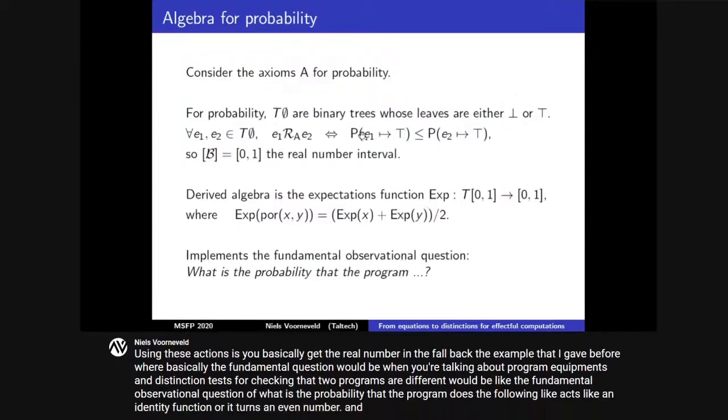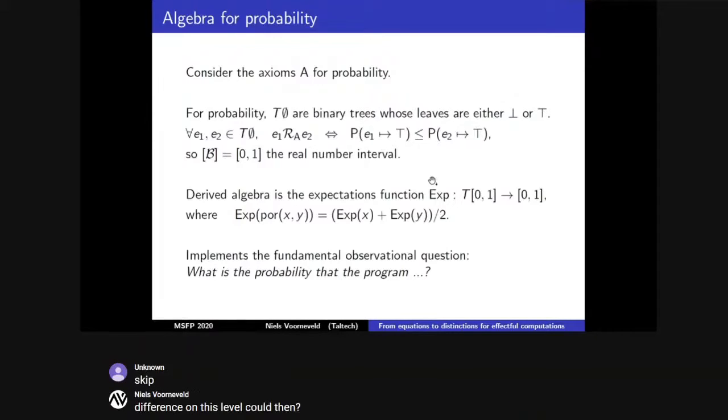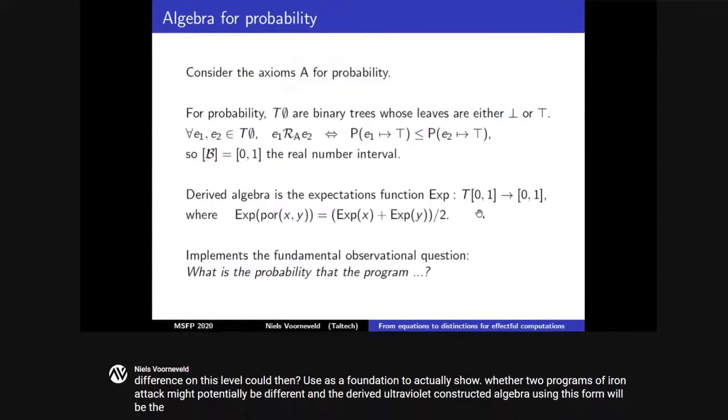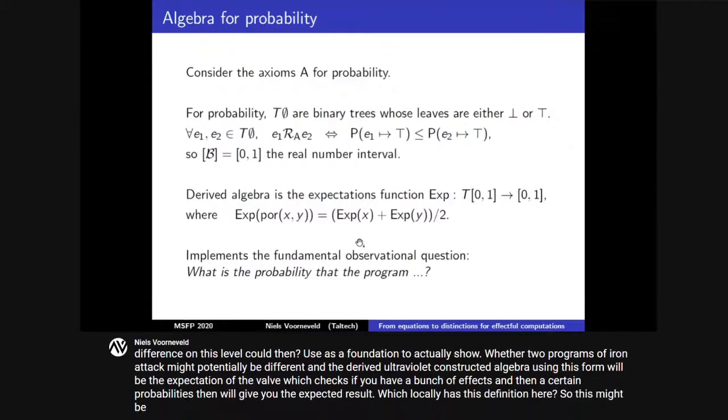And then being able to observe a difference on this level could then be used as a foundation to actually show whether two programs of higher-order type might potentially be different. The derived, or constructed, algebra using this form will be the expectation algebra, which checks if you have a bunch of effects and certain probabilities, then it will give you the expected result, which locally has this definition here. So this might be a bit more traditional example.